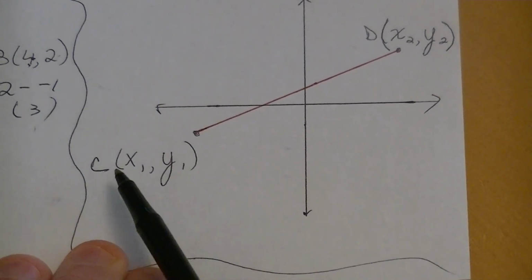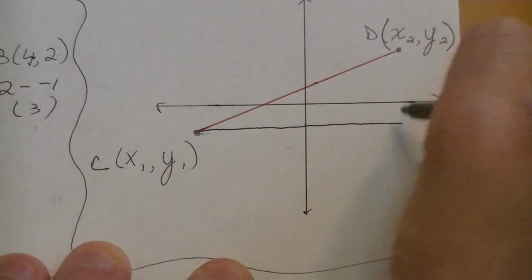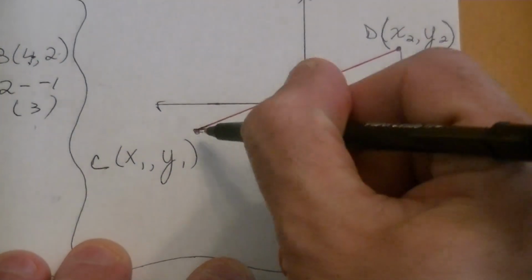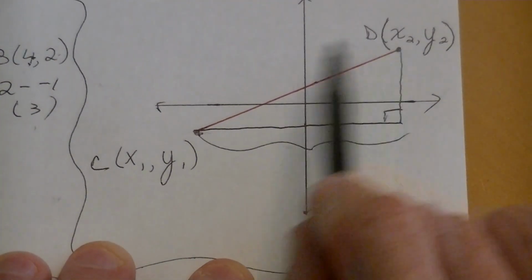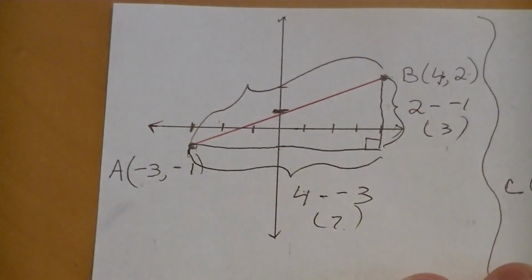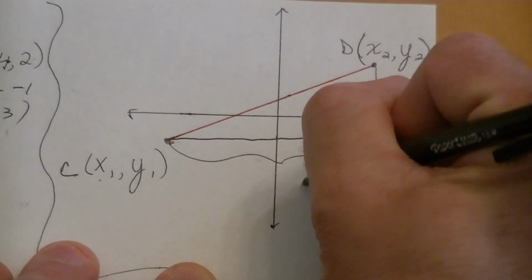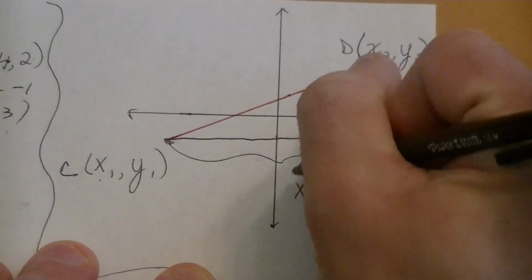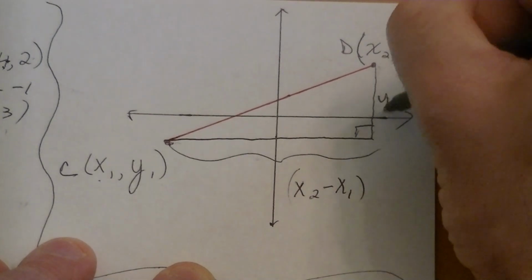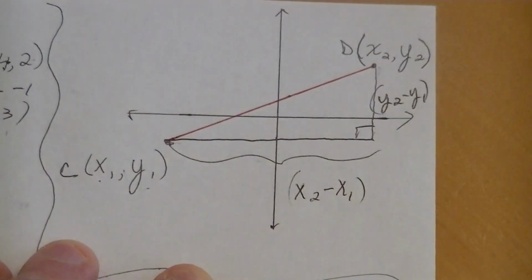If I want to know the distance from C to D, I could think about drawing a horizontal and a vertical segment, which would be perpendicular to each other. The length of this segment is that x value minus that x value, just like it was over here. 4 minus that -3 is that 7. Same thing here. So this bottom side is x2 minus x1. That's the length of that segment. The length of this segment is y2 minus y1. This y value minus that y value.